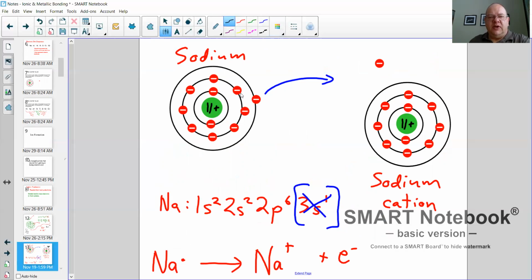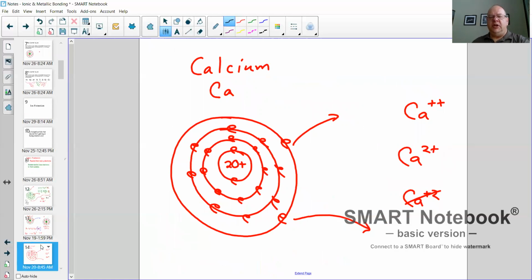So if we start out with a sodium atom, we end up with a sodium ion. In this case, because it's a positive ion, it's a sodium cation. Here's a calcium atom. Calcium has 20 electrons altogether, but calcium has 2 valence electrons in its outermost level. So what's it going to do? Well, calcium is going to tend to lose those 2 electrons.